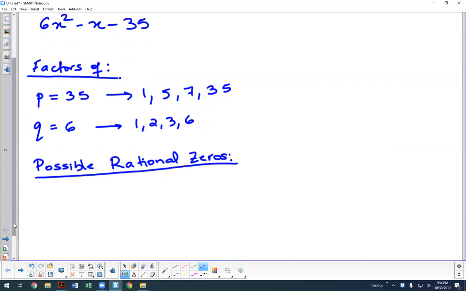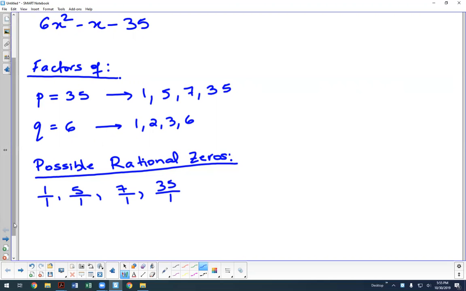I'm going to take each one of my values for P and divide it by each of the values for Q. So that would be 1 divided by 1. So that's the first two from here. And then 5 divided by 1, 7 divided by 1, and so on and so forth. So 5 divided by 1, 7 divided by 1, 35 divided by 1. And you keep repeating this process.